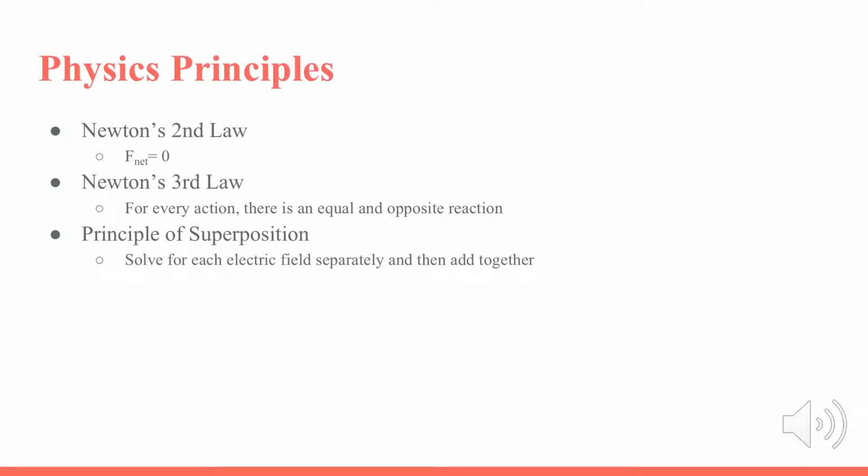The main physics principles used in Lab 2 were Newton's second law, which is just F net equals 0. This is saying that the system is in equilibrium. Newton's third law, which is for every action there's an equal and opposite reaction. We see this where there is the force exerted on the top tape by the bottom tape. As well as the principle of superposition, which is where we solve for each electric field separately and then add them all together at the end to get the net electric force on the particle.